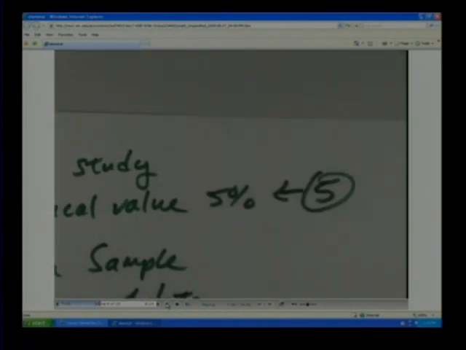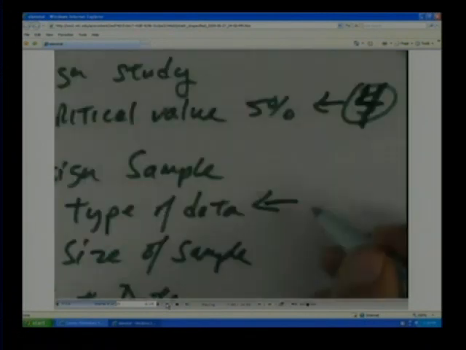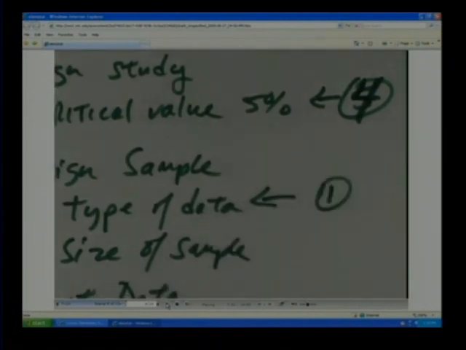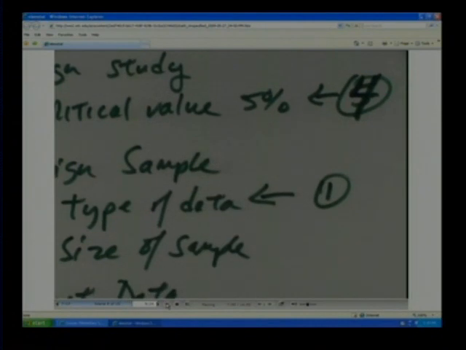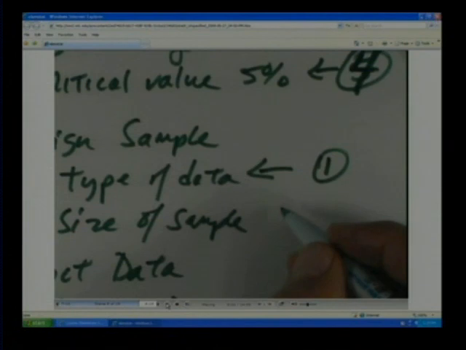Chapter 4, we talked about the probability and those kind of things. The type of data that we're going to be collecting, we talked about that in chapter 1, whether it's going to be nominal or ordinal. The type of the sample, we also talked about that in chapter 1. The size of the sample, we picked that up in chapter 7.